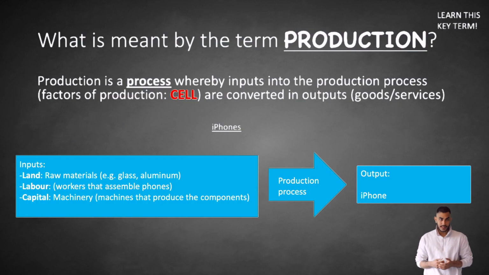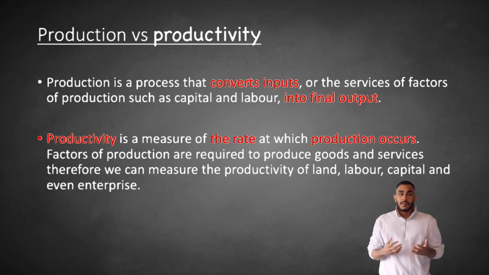Production is a process whereby inputs or factors of production are converted into outputs, for example, goods and services. For example, the production of iPhones involves taking factors of production such as glass, aluminium, workers and machinery in order to produce outputs such as iPhones.